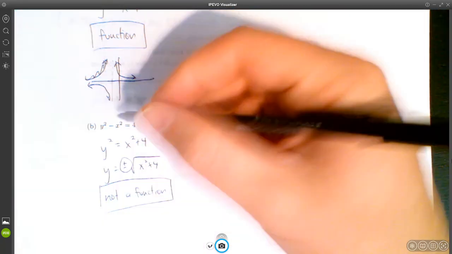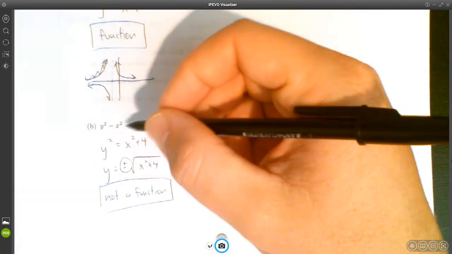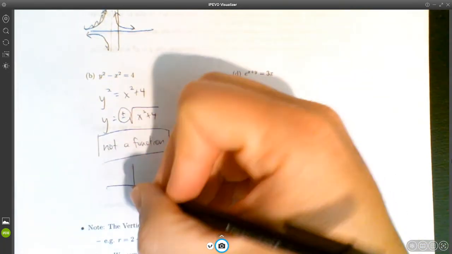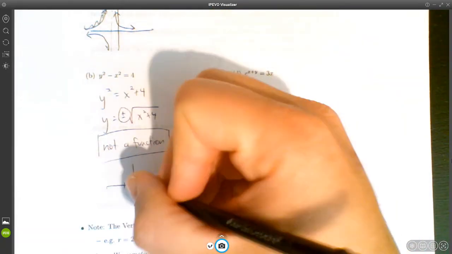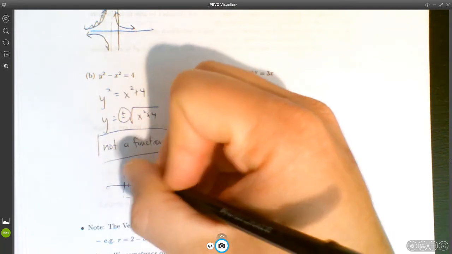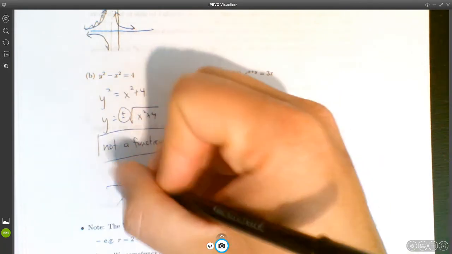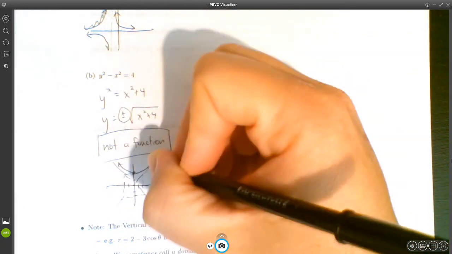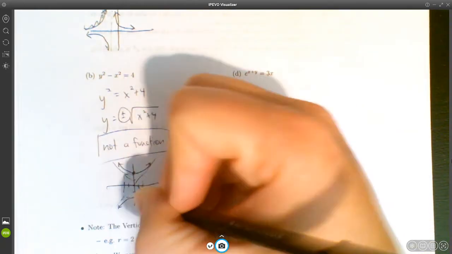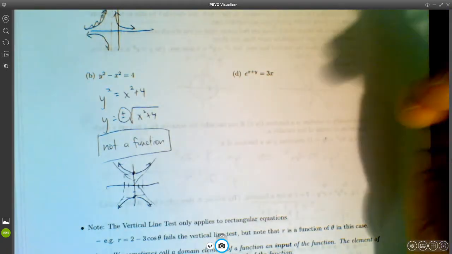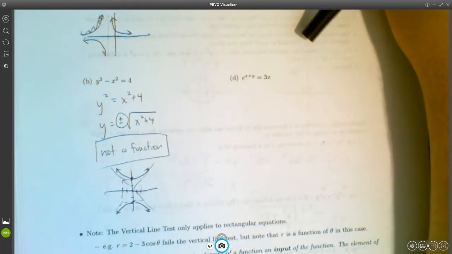Geometrically, we know that this thing is a hyperbola, right? It's a hyperbola centered at 0, 0, and m and n are both 2. 1, 2, 1, 2. And it opens up and down. So it's this thing, right? Which clearly is going to fail the vertical line test. So not a function. Definitely not a function.